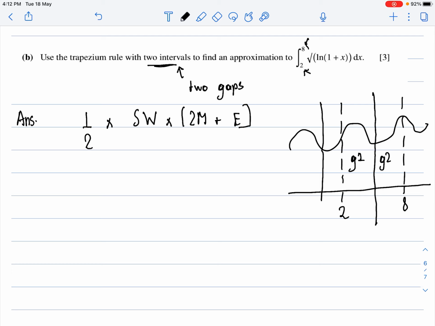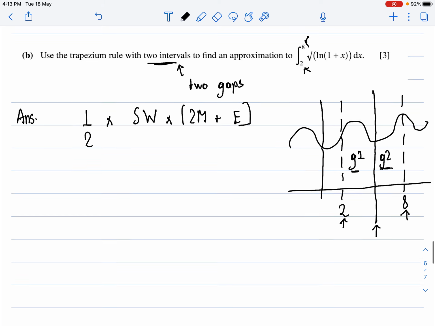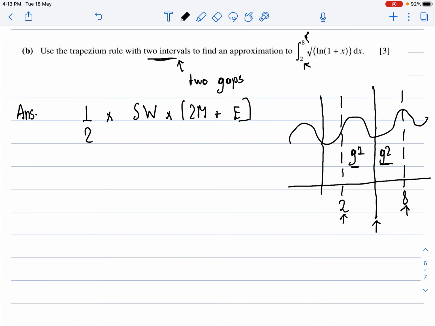But now this line should be the midpoint of 2 and 8. So how do I calculate the midpoint? I know the difference between 2 and 8 is simply 6. That should be divided by the number of intervals, which is 2, which will give me my value as 3. So if I do 2 plus 3, I'll get 5. So I know my midpoint is 5.